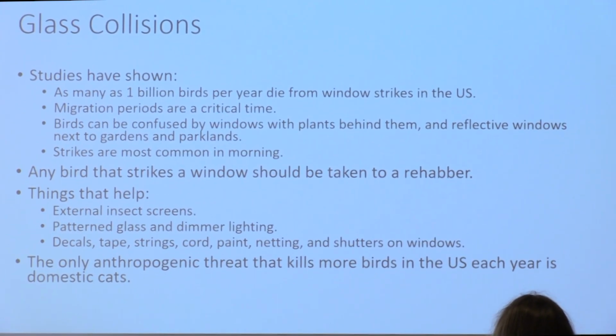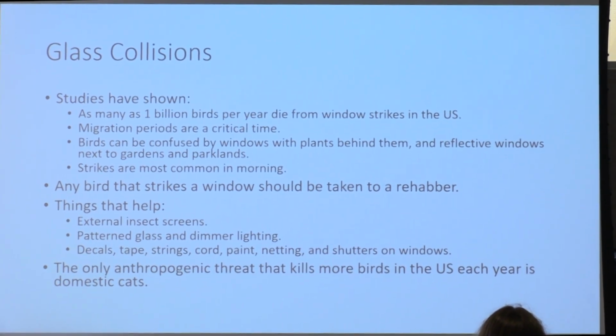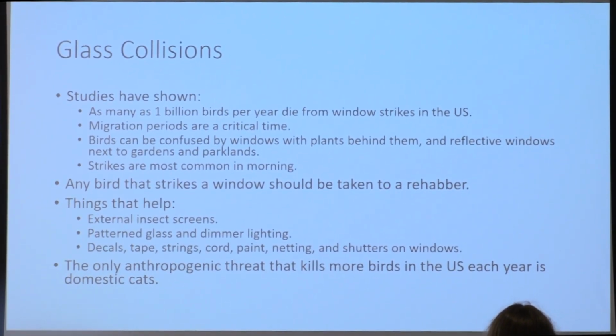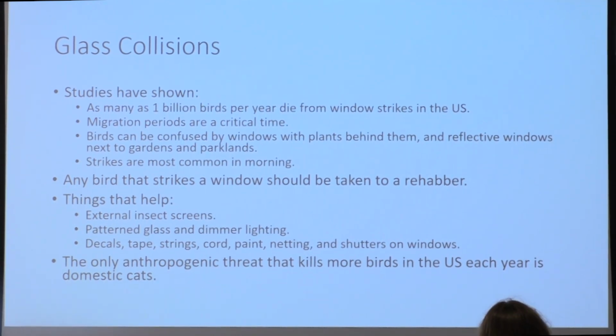Things that help avoid collisions are going to be external insect screens. So not only does that create some sort of visual barrier, it also softens the strike. So if they do hit in the wind or run into the window, they have a little more give rather than just going straight into the glass. Patterned glass and dimmer lighting.